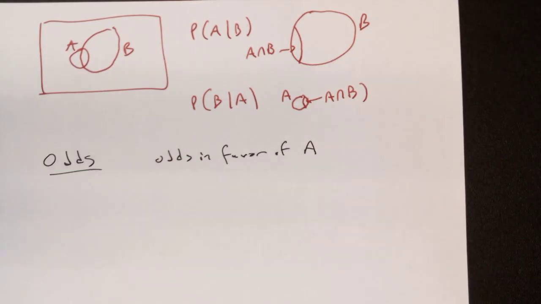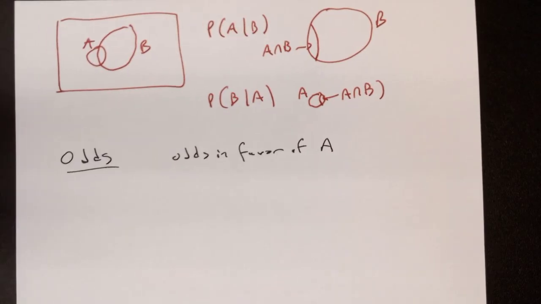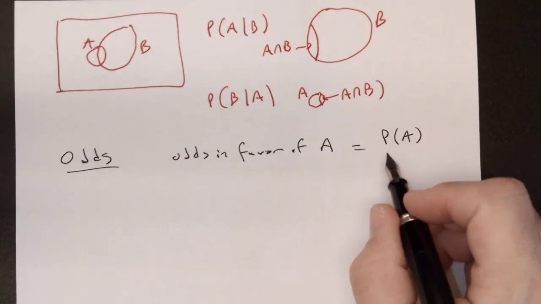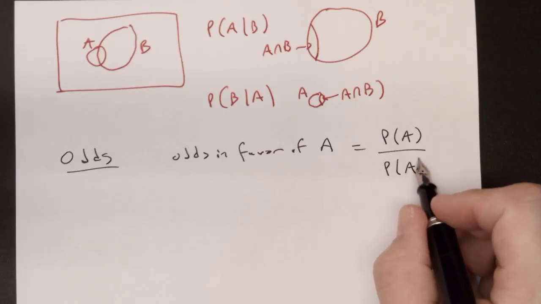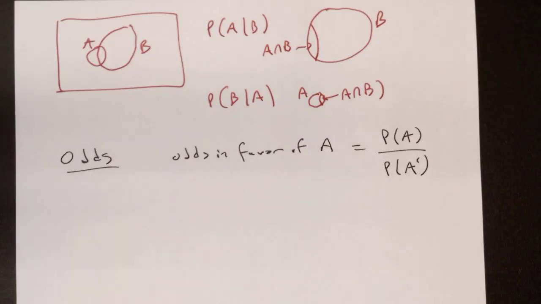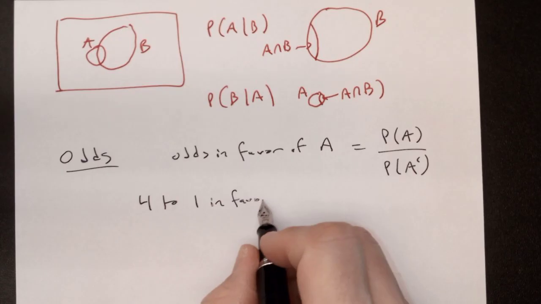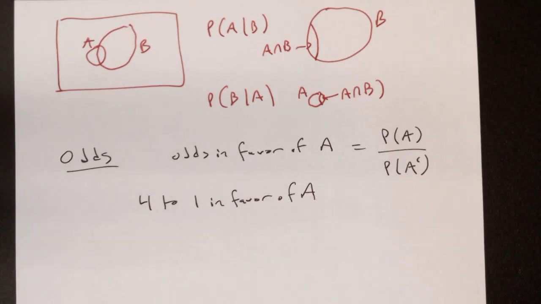If I have the odds in favor of something, well, the odds in favor are defined by the chance of A happening divided by the chance of A not happening. But we'll read it something like this. So let's suppose I have an event that's 4 to 1.